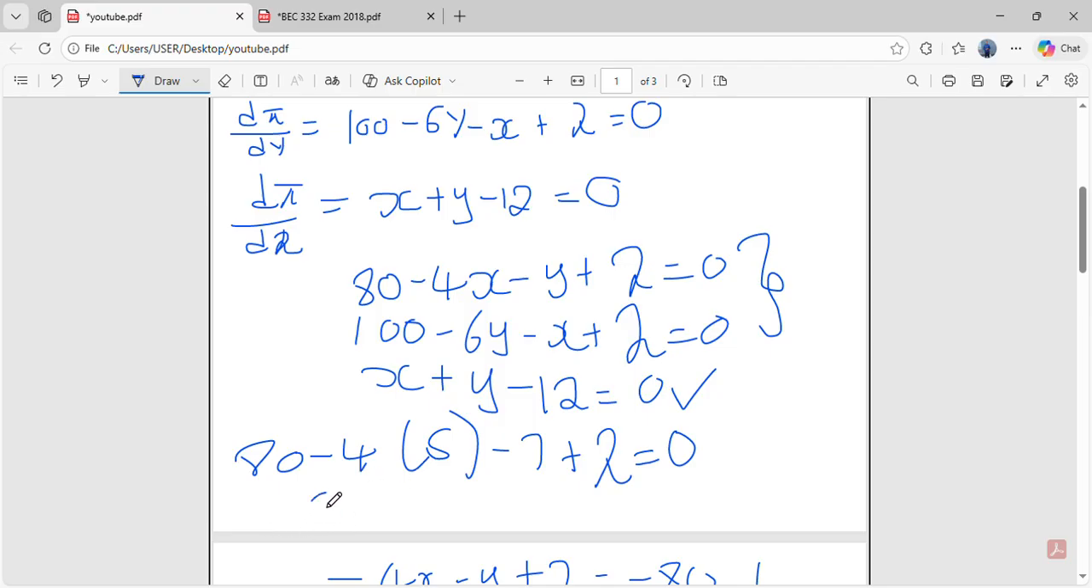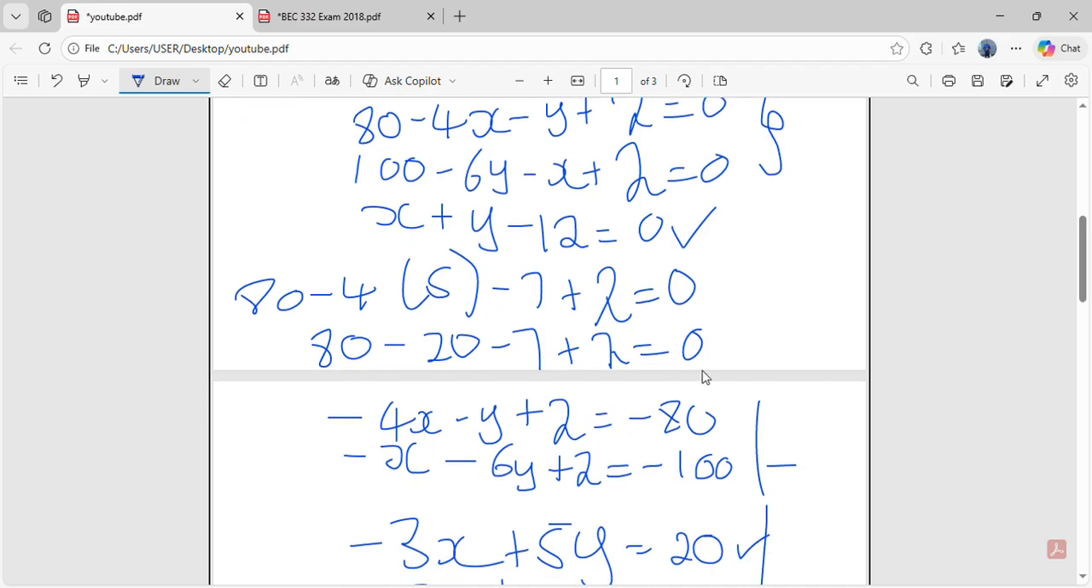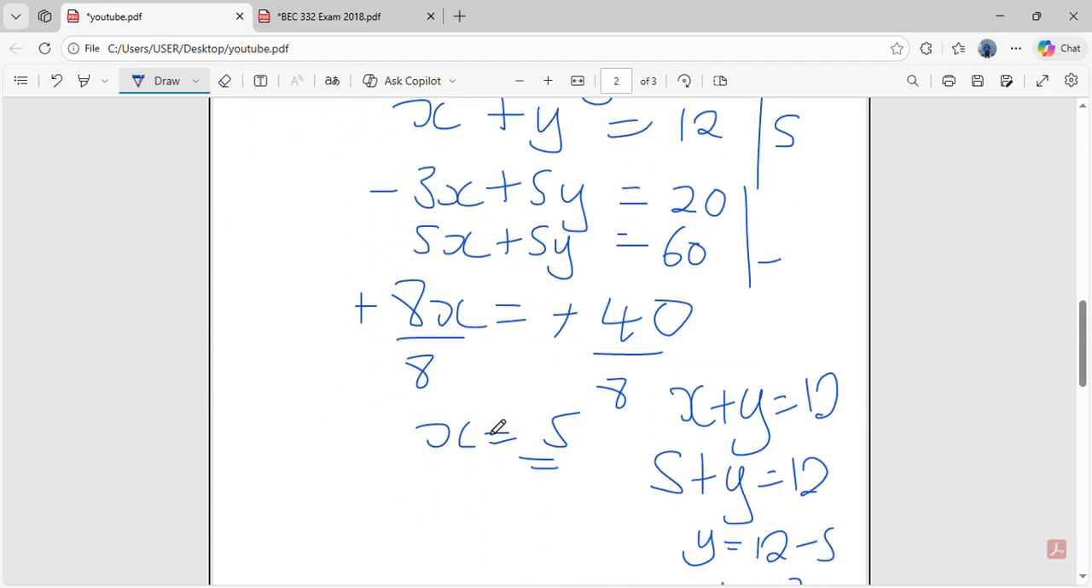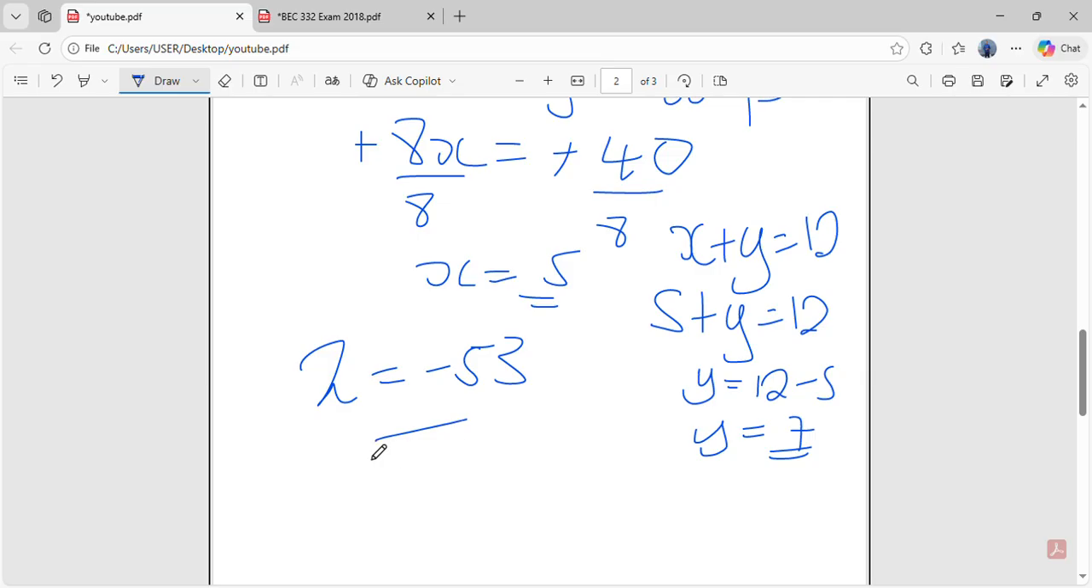So we continue from here. 4 times 5, 20, minus 7 plus lambda is equal to 0. So you get your calculator. We are going to subtract 80 minus 20 minus 7. We are getting the value to be 53. So when 53 goes to the other side, the value of lambda becomes negative what? 53. So this is the value of lambda that we have. So let us now go to the second question.